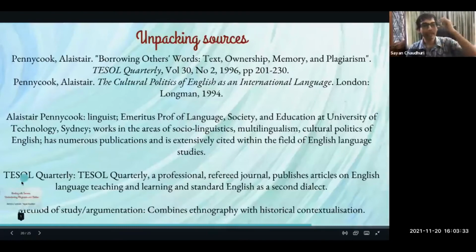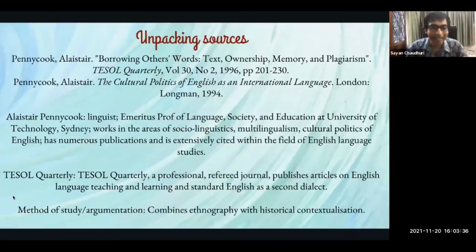Now you want to understand as a critical reader, right? Suppose you are writing this argument and you want to use Pennycook, but you want to understand who is Alistair Pennycook. Should we believe him? What tradition is he working within? All of these questions are important too in your understanding of sources. Pennycook has also written about some of these ideas in other books. He's written a book called The Cultural Politics of English as an International Language. So you can get a sense of the broad tradition he's writing within. A simple search will tell you that he's a linguist. He has been a teacher and a researcher for many decades. And currently he's an emeritus professor, which is a sort of senior professor, of language, society and education at the University of Technology, Sydney.